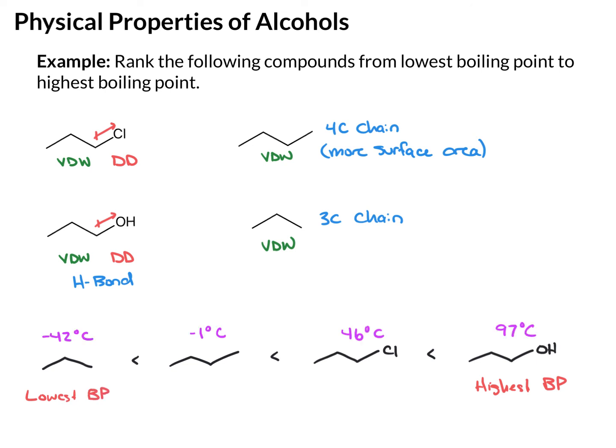Just to give you an idea of the magnitude of this effect, going down from propane, it has a boiling point of negative 42 degrees Celsius. Then just adding that extra carbon brings it up to negative 1 degree Celsius. Adding the dipole-dipole interactions, now we're talking about something that is liquid at room temperature, 46 degrees Celsius. And then the OH with that hydrogen bonding brings the boiling point all the way up to 97 degrees Celsius.